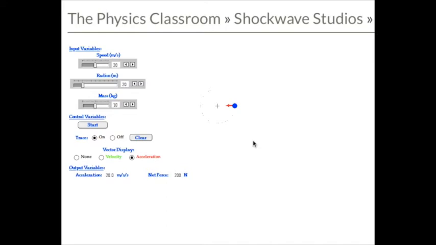Before we start the experiment, let's first verify our observations. When we click the acceleration button, the red arrow representing the acceleration is always pointed towards the center of its motion, as we can see. And similarly, when we click the velocity button, we can see that this green arrow is always a tangent to the circular path.